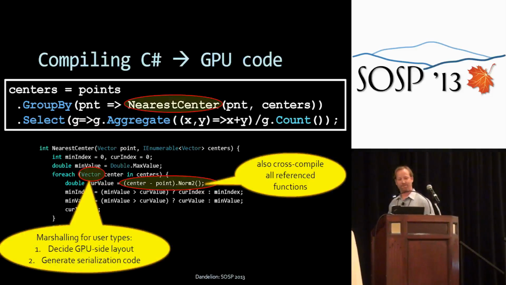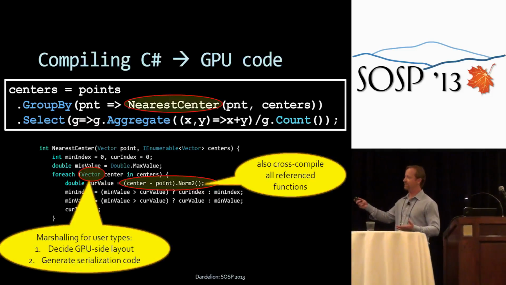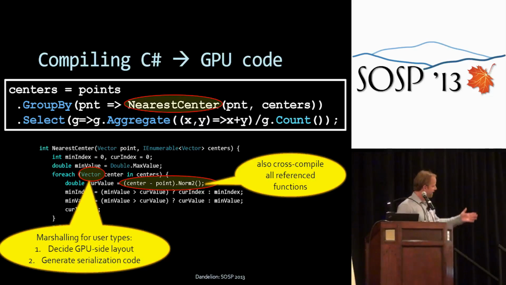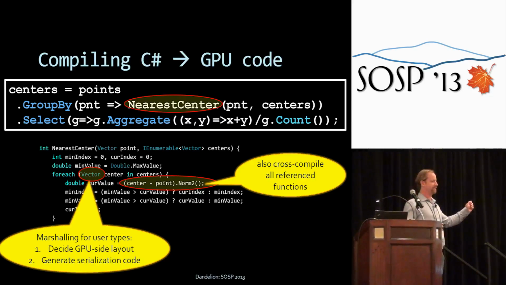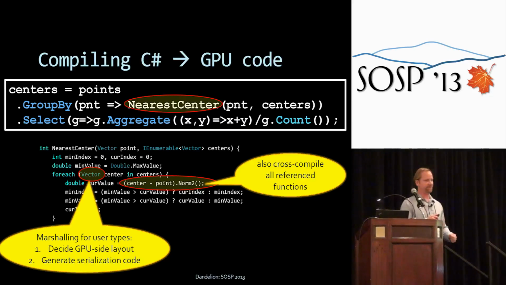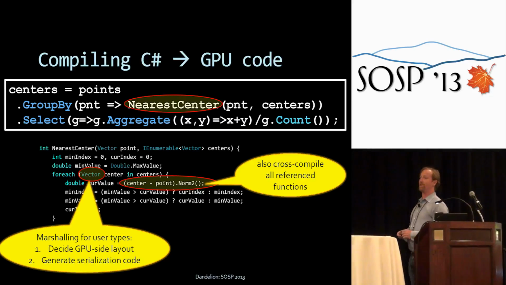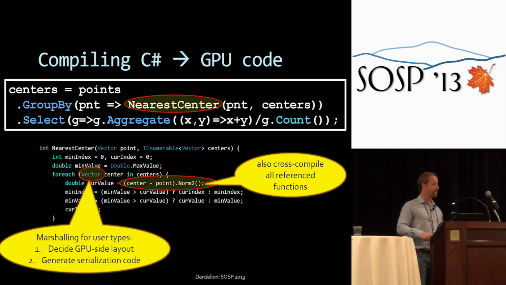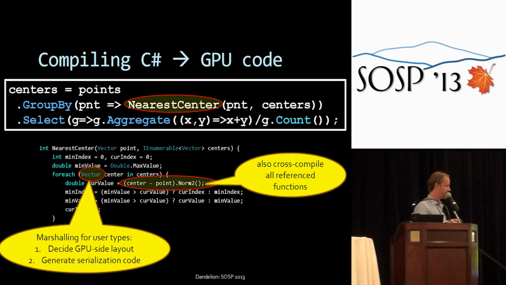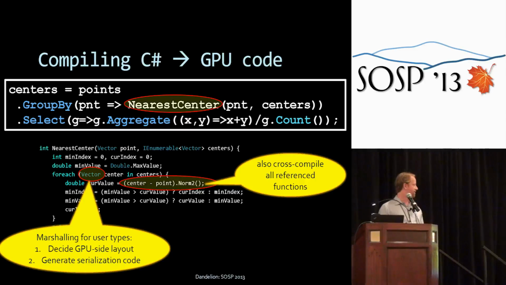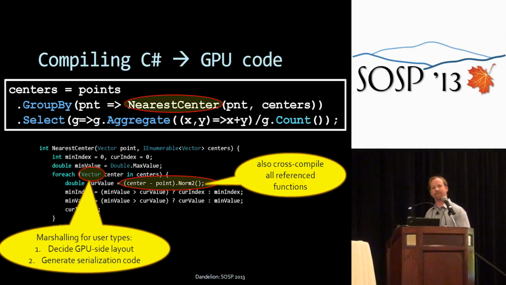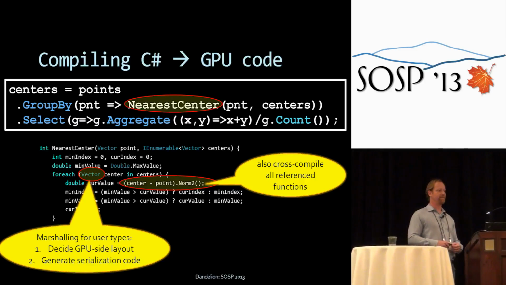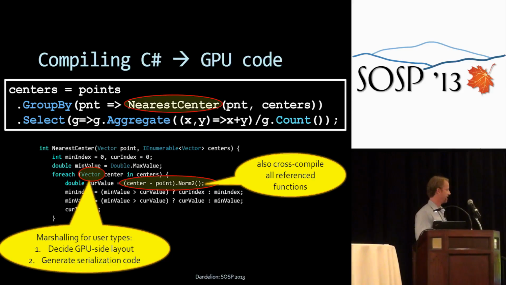So to illustrate how we approach this, I'm going to return your attention to our k-means code, and we're going to look at the nearest center method that is used in the lambda for the GroupBy. I'm showing you the code here, but I don't really expect you to read it. I just want to use it to illustrate 2 points. The first is that if we're going to cross-compile this method, we also need to cross-compile all the methods that it calls. Second, and somewhat more sticky, is the issue of dealing with the types themselves. This vector type is a C# type. It's a pointer-based structure. It has things like vtables. You can't simply pick it up and move it to the GPU and hope that it's going to be usable.